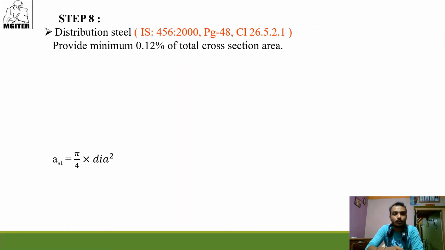Then after we find the distribution steel. For the distribution steel we have to follow IS 456 page number 48 clause number 26.5.2.1. Let's check this clause.